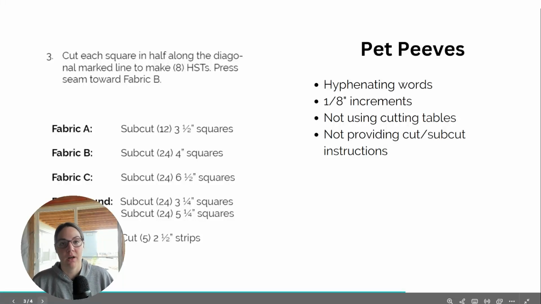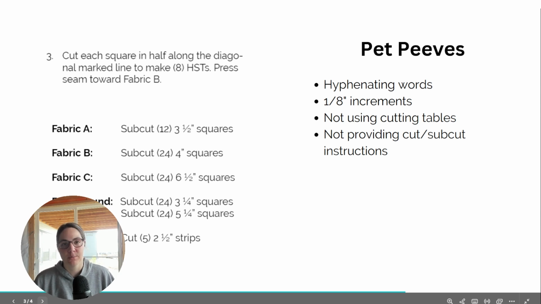They just list the number of shapes that you need, right? So you need 14 squares of a certain dimension and 15 rectangles of another dimension, right? And there's no instructions for how to get to those pieces from your yardage. Don't do that, guys. The reason most people are purchasing a quilt pattern is because they don't want to do the quilt math, right?